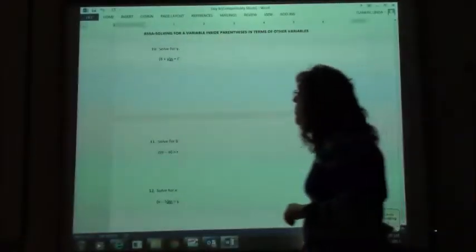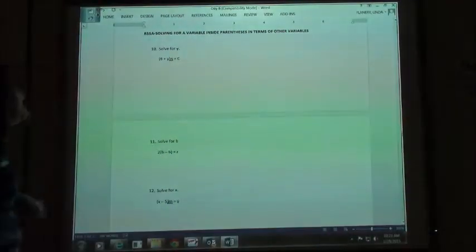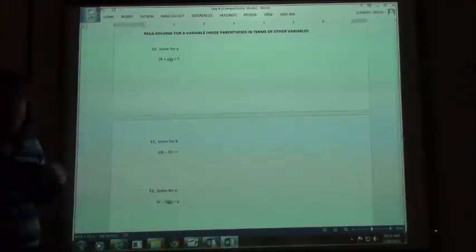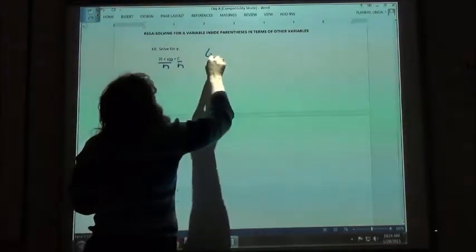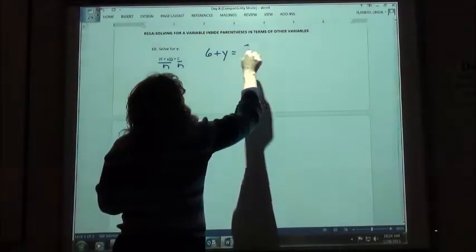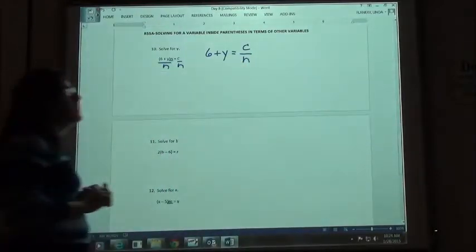Number 10 here, we want to solve for a variable inside the parentheses. If my variable is inside the parentheses, you've got 2 different options. You could either divide by what's on the outside of the parentheses first, or you can use your distributive property first. It really doesn't matter. It's a matter of preference of what you like to do. On the first one here, I'm going to go ahead and divide by the n. If I divide by n, I'm going to have 6 plus y equals c over n, right?